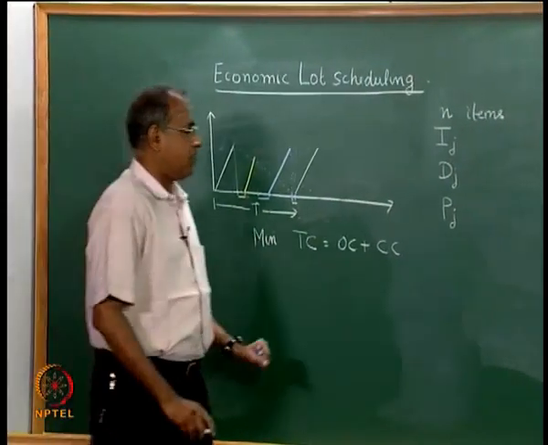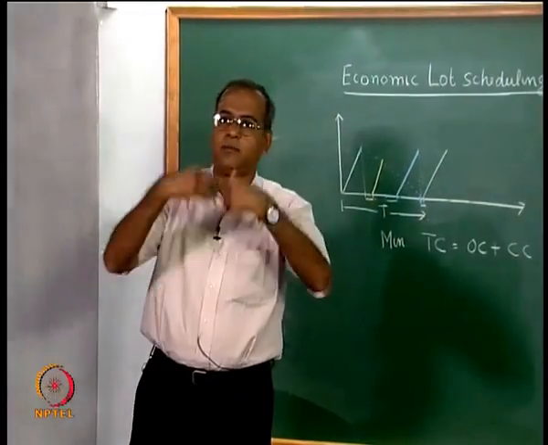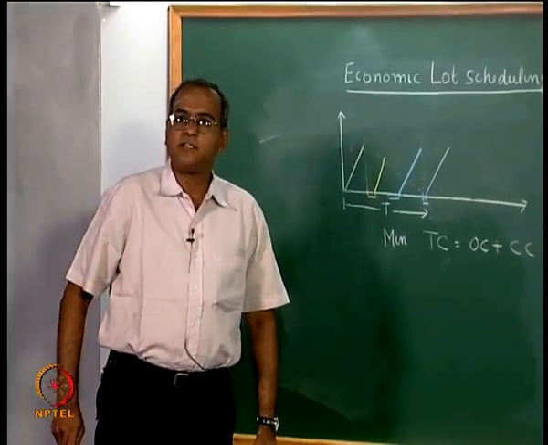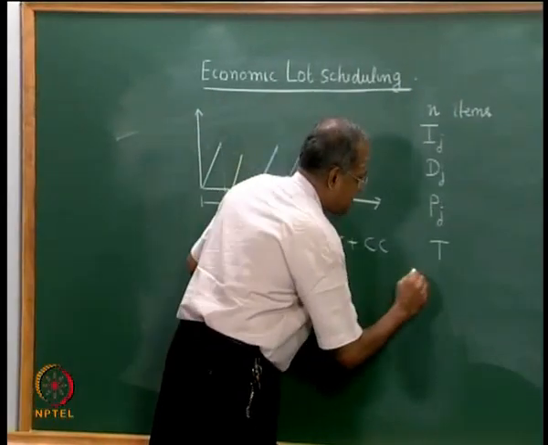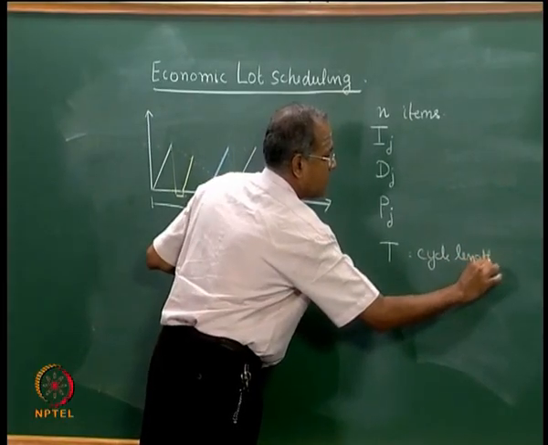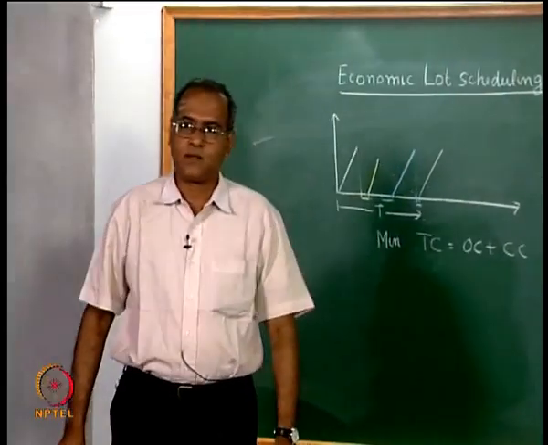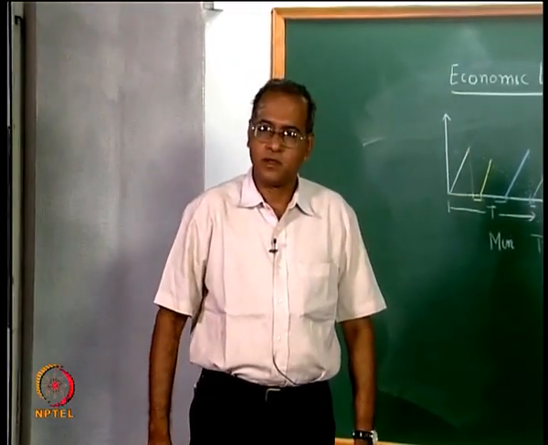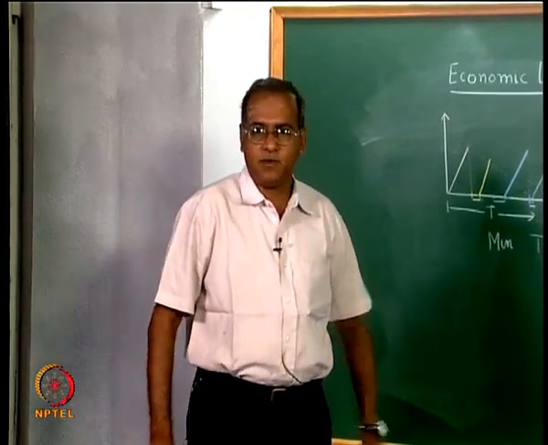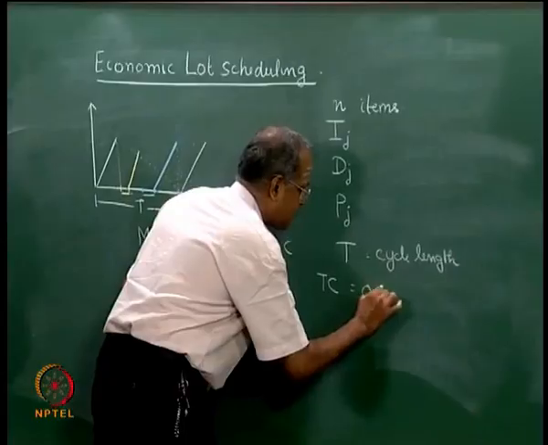Now, I want to define what is the cycle length T, which is the same decision variable as in the economic lot scheduling problem. What is the cycle length T such that I minimize the total cost? Now, ordinarily this total cost is going to be order cost plus carrying cost.